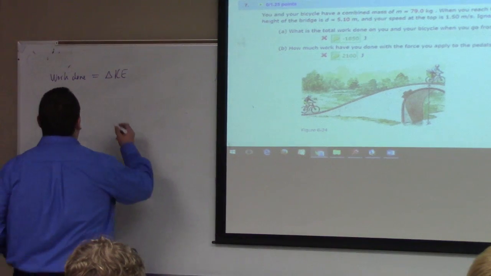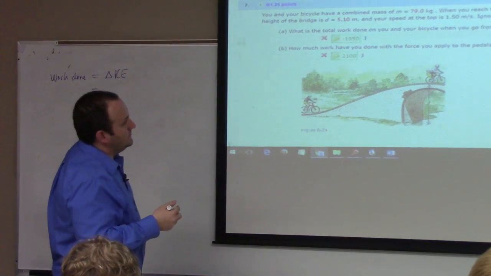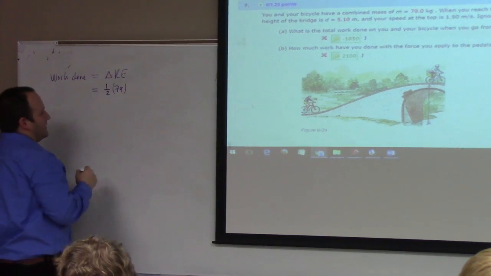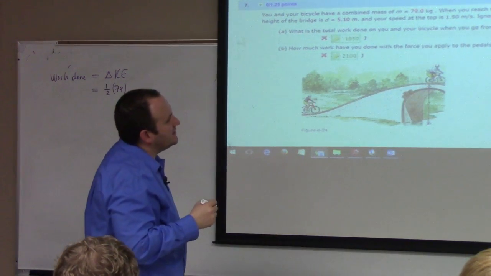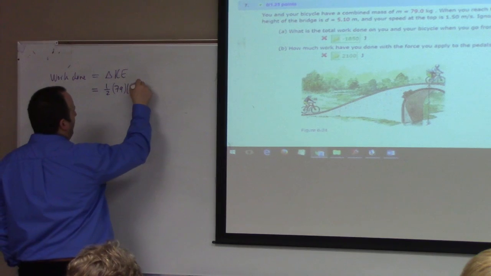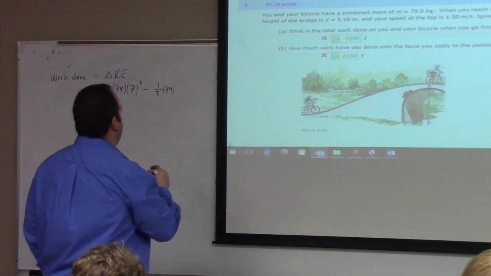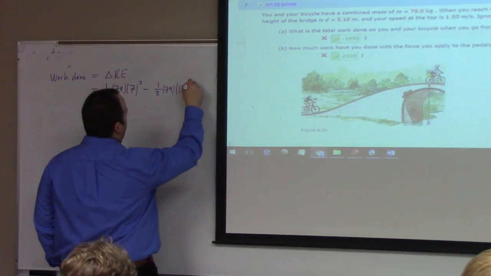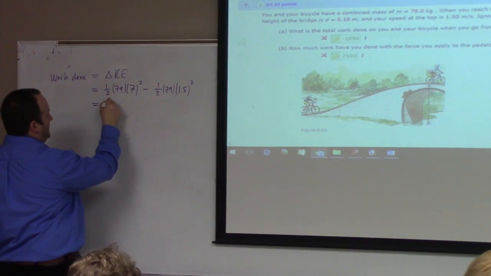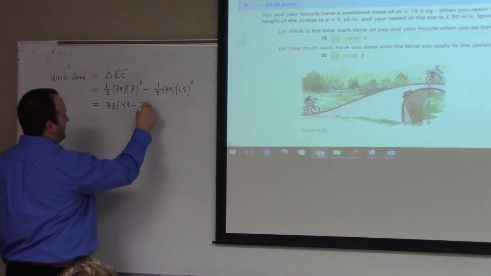So that's what you do, right? So you do one half, 79. Your initial kinetic energy is what? The initial speed's 7 meters per second, right? And then minus one half of 79 times what's the final speed? 1.5. This will be in joules, and the answer's supposed to be in joules, right? So basically 79 over 2, which is 38, 38 times 49 minus 2.25, whatever that is.